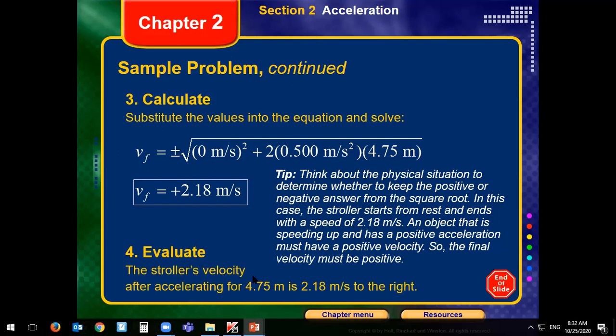Okay, evaluation. The stroller velocity after accelerating for 4.75 is 2.18 meter per second to the right. Right, why? Because it is positive, not negative.